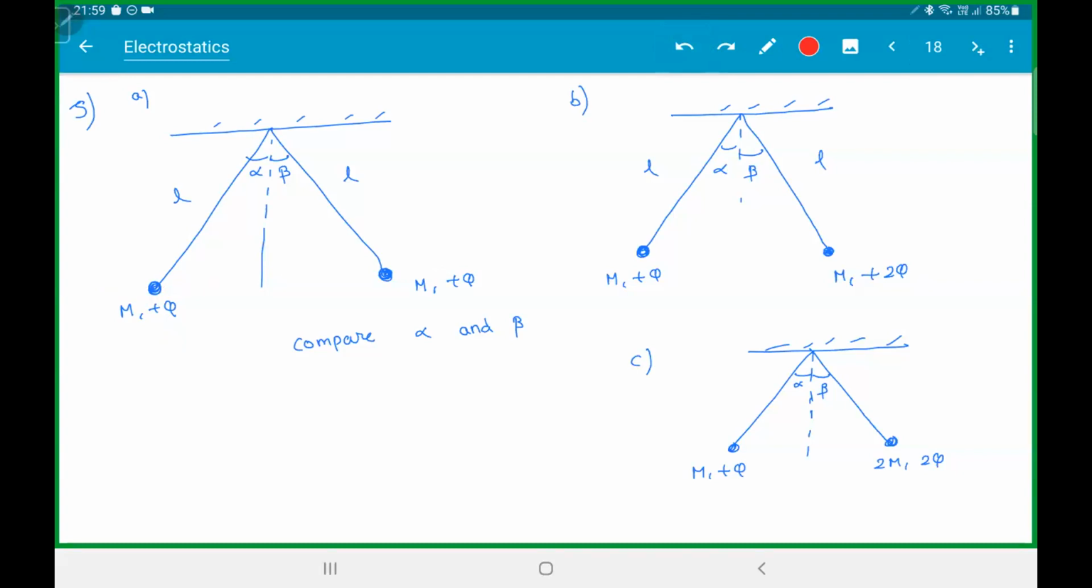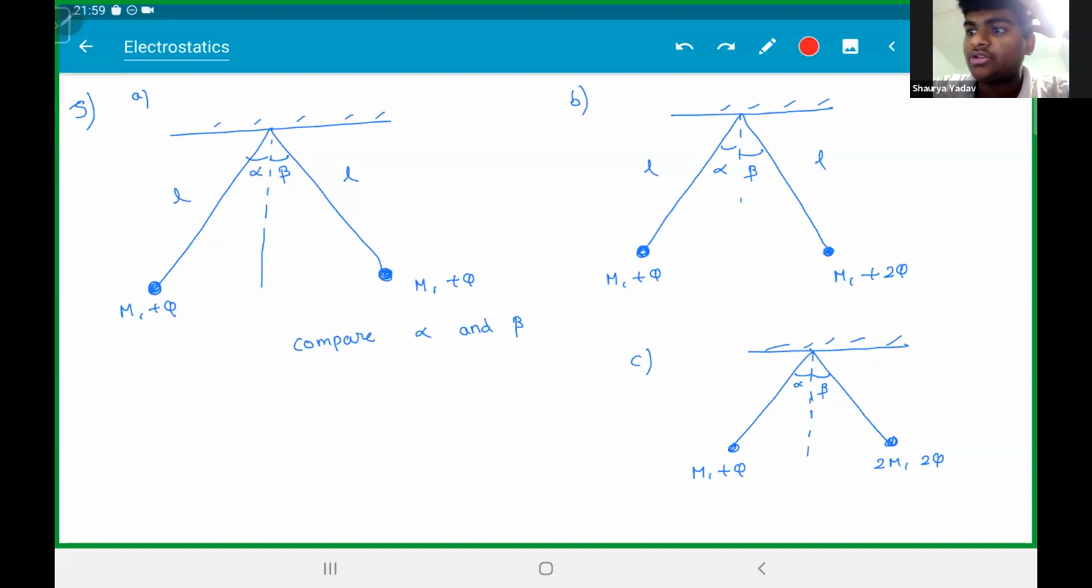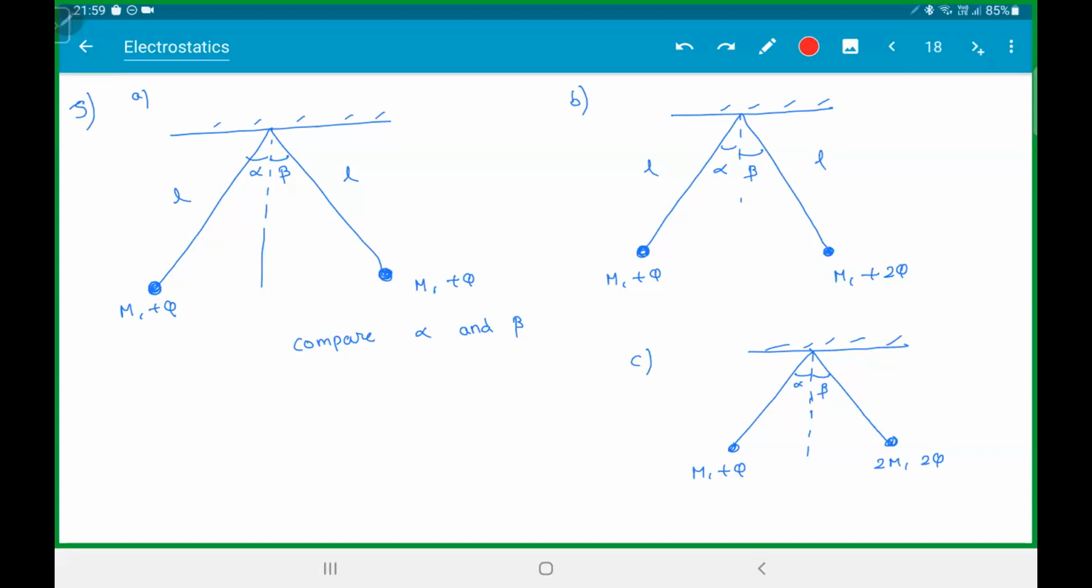Third one. Everyone try. I'll give you a minute, then I'll show you. Shaurya got 2 right. Sir, in the third one, alpha is greater. Okay, let's see.